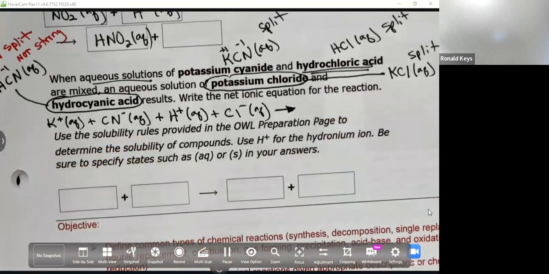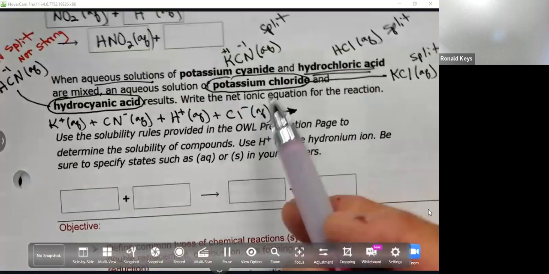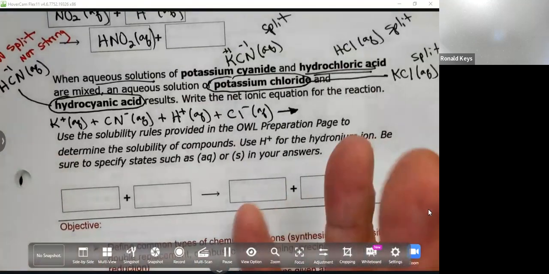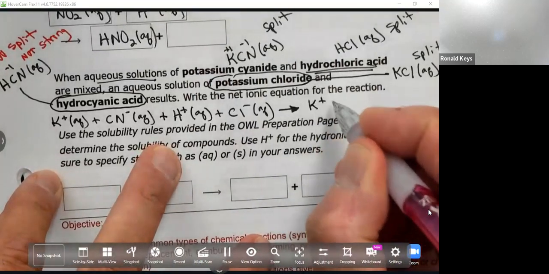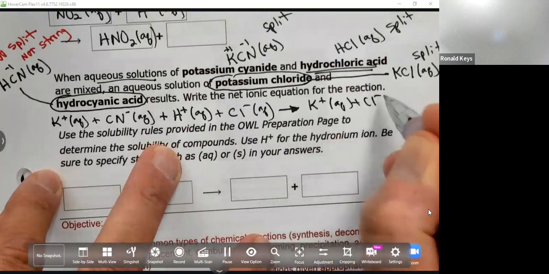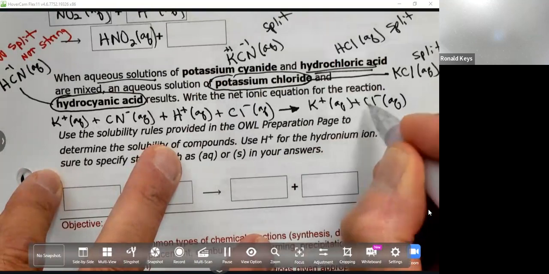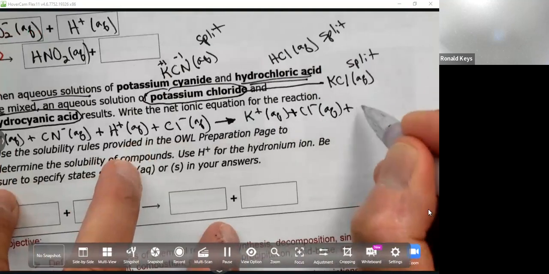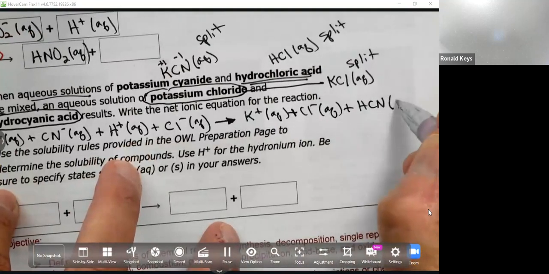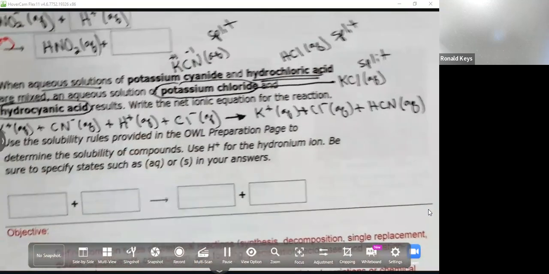You know what? We should have written that out as one big reaction first before we split everything up to balance it. I got lucky here because everything's +1, -1. Be careful. If you do it this way, you might have to balance it. KCl is going to split up, so we get K plus aqueous, Cl minus aqueous. Then the HCN is going to stay together. It is still aqueous, still in water solution, but we won't split it up.